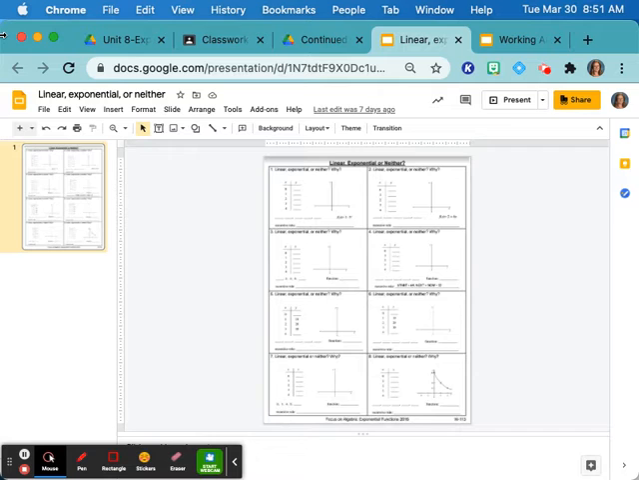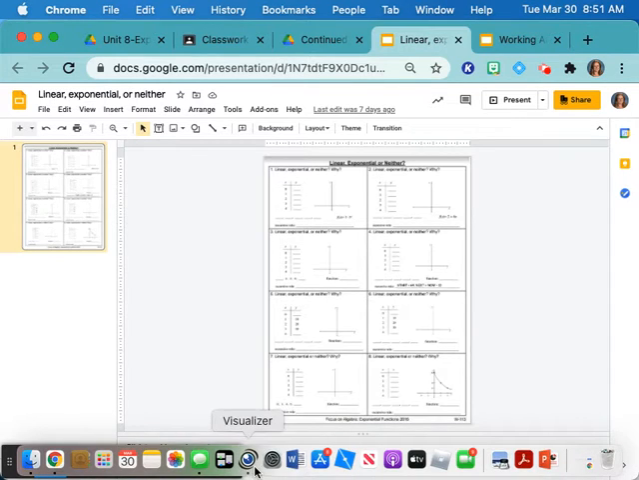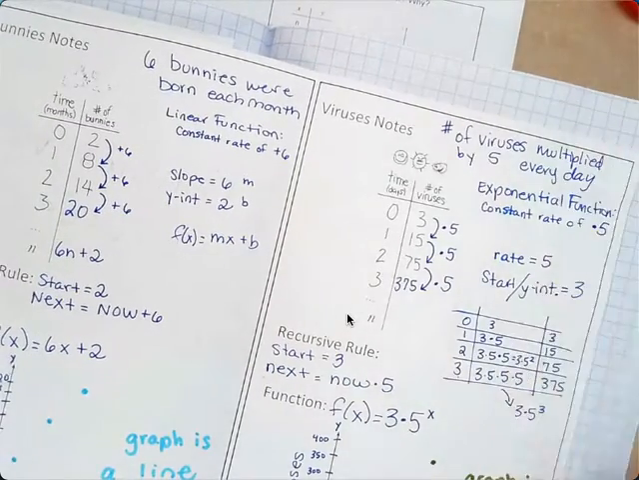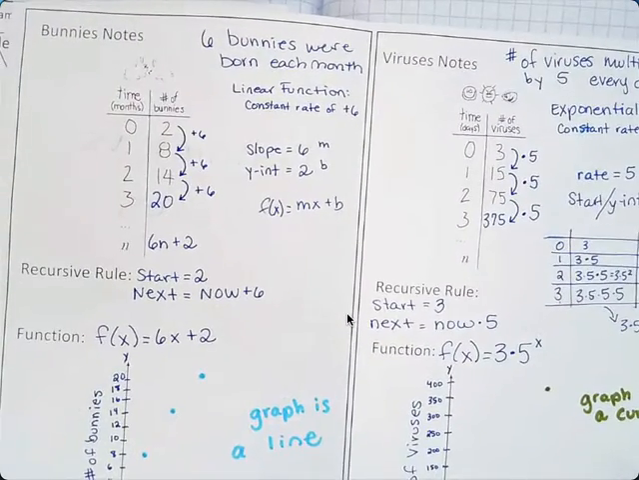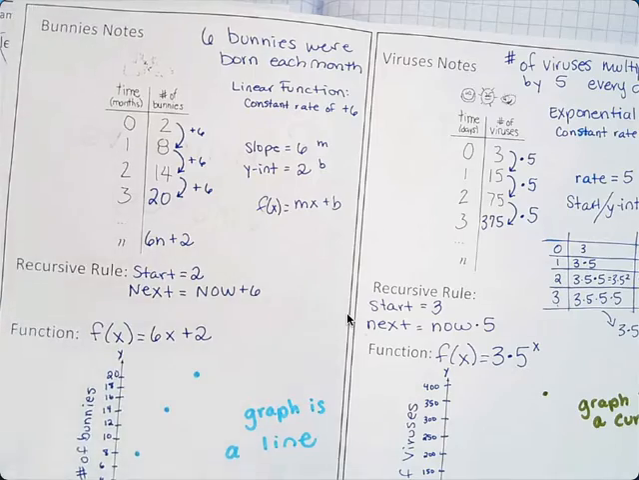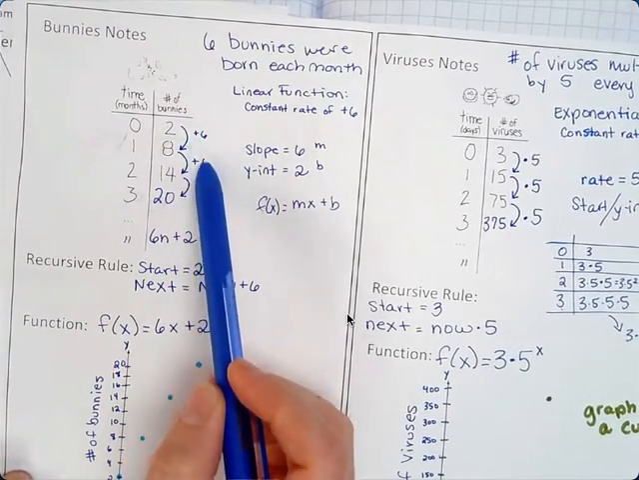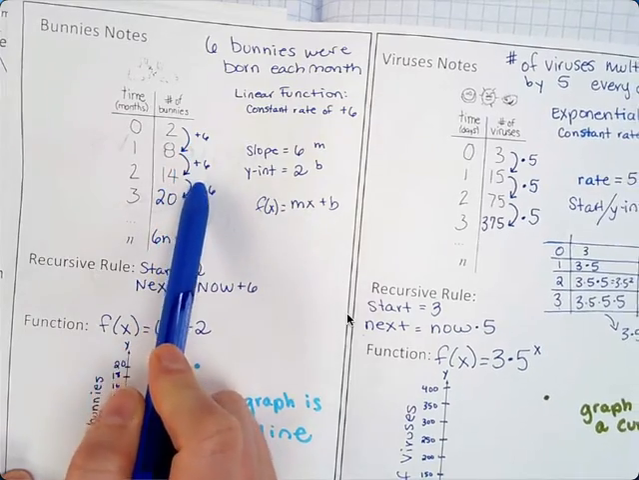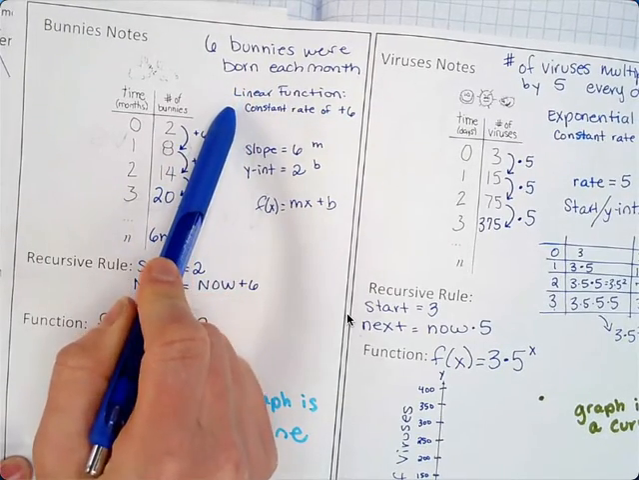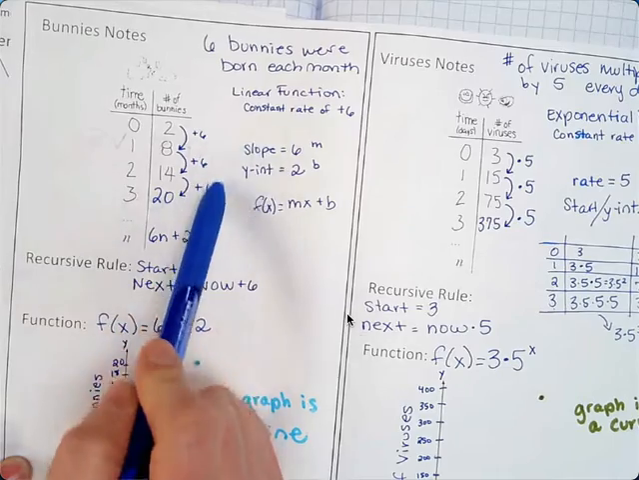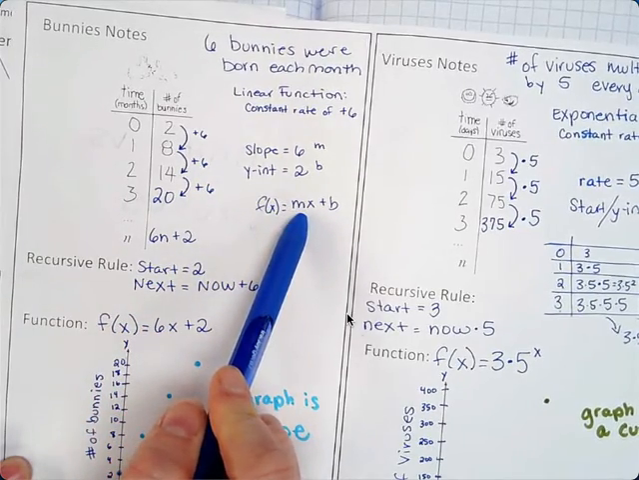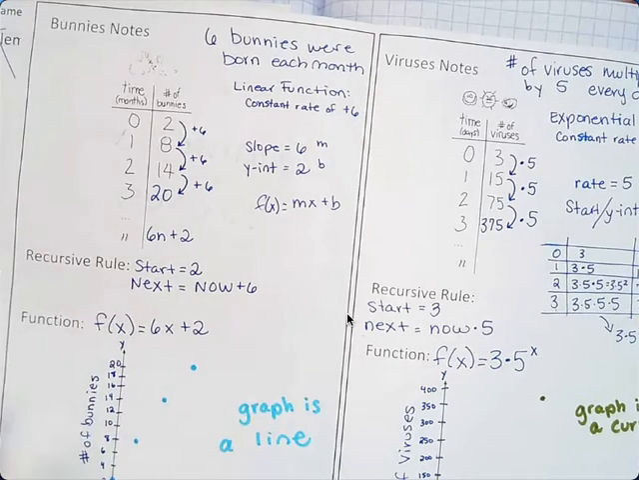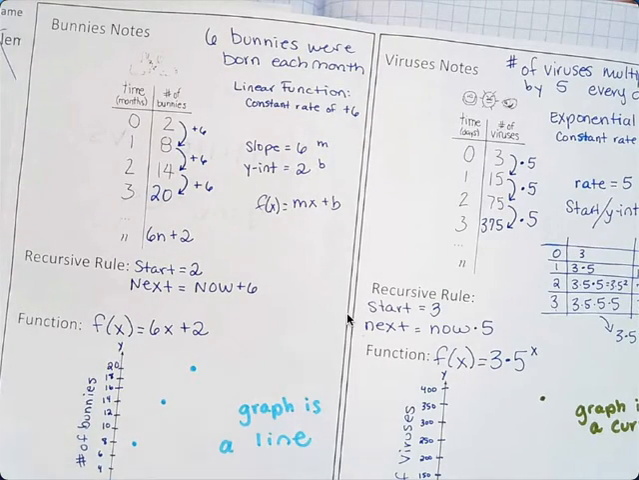So I'm going to look at the bunnies versus viruses notes real quick. Whenever we did the bunnies versus viruses, we looked at how we increase. So if it is an increase by adding or subtracting, it's called a linear function, and you can write your equation as y equals mx plus b. As you're going through this, I want you to refer back to your bunnies versus viruses notes.